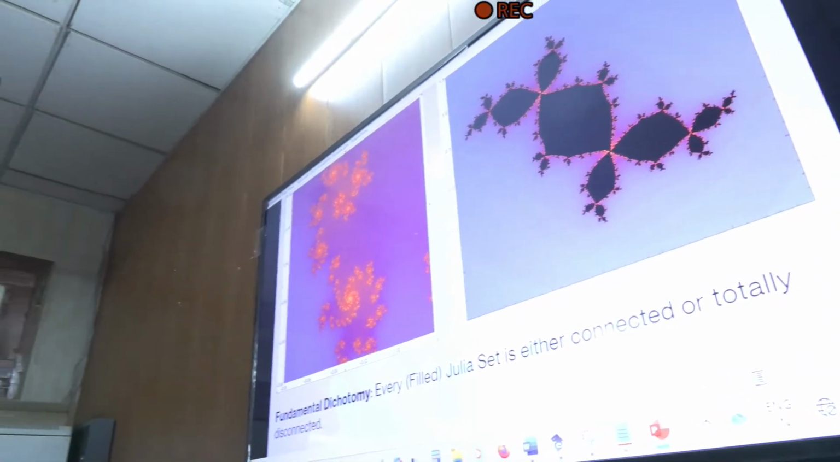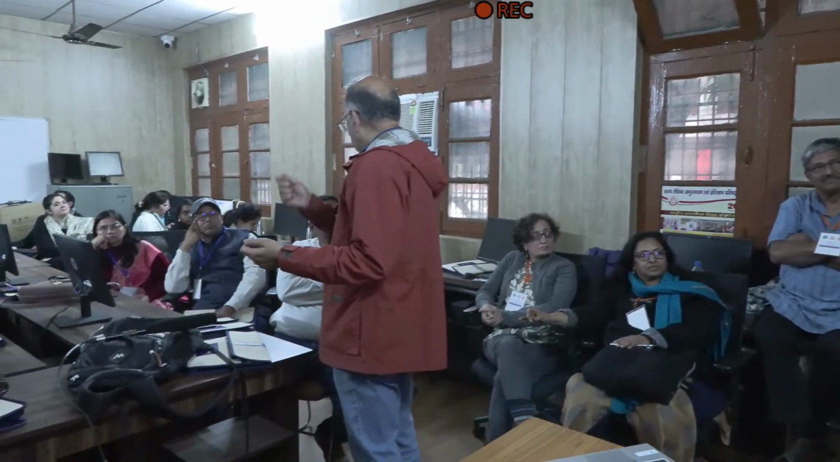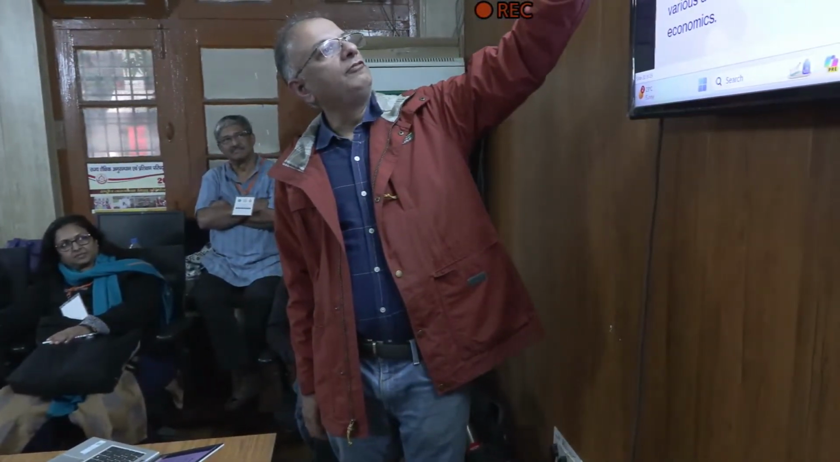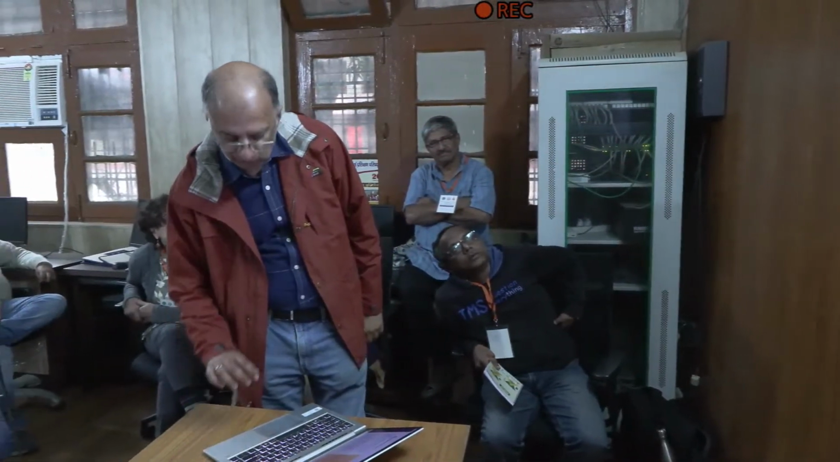So then, as soon as this happens, there's a natural question, right? Which C produces this kind of behavior? And then you can group points into two types: the complex numbers which produce connected Julia sets, and the complex numbers which create the exploded ones. Okay. So there is this famous set called the Mandelbrot set, which consists of those C for which the Julia set is connected. That's what that set looks like. That's the Mandelbrot.